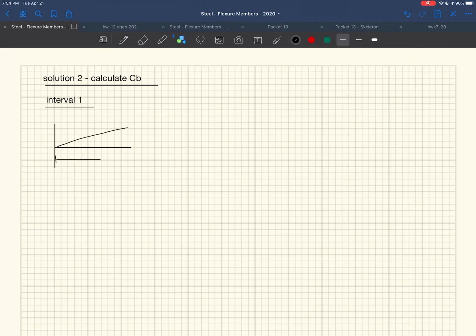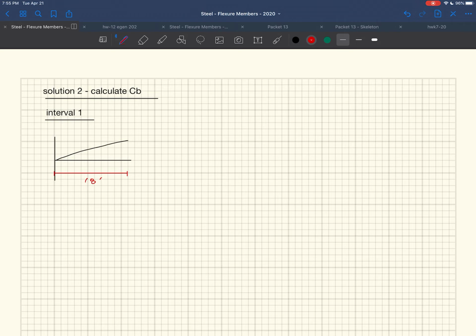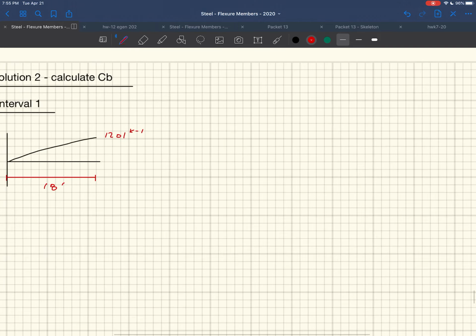This distance here is only the first 18 feet, right? There's the 12 feet right next to it. The next unsupported length is 12 feet. So this is just the first span there. Okay, and so we calculated what this was already, but this would be 1201. Right, this is what we got from the last one. This would be 1201 kip feet. Right, that's Mu at 18 feet. Okay, but what we need is we need Ma.